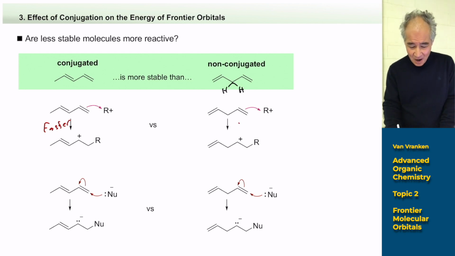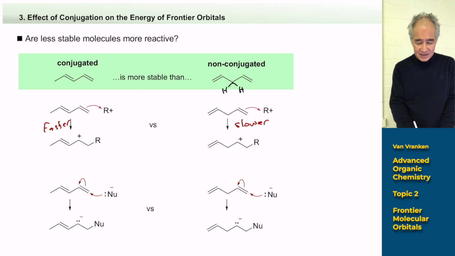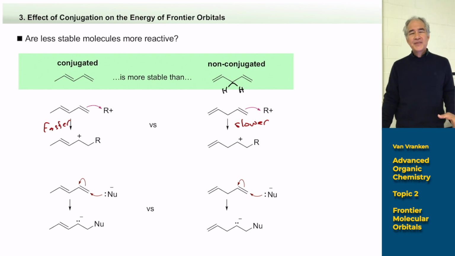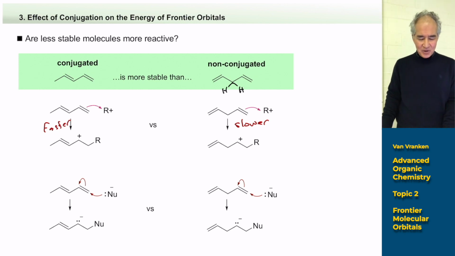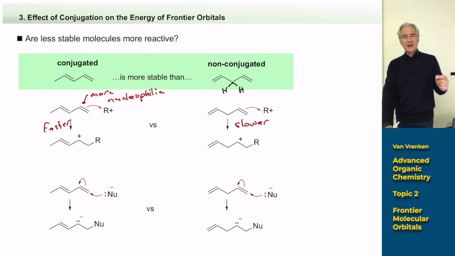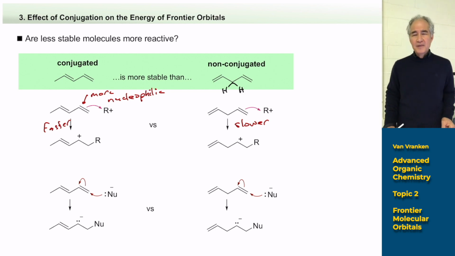The unconjugated systems are less reactive. It is not the product stability that determines why the conjugated system is more nucleophilic. This is more nucleophilic before any reaction occurred. We'll see that in just a second. It's not because the product is more stable, it's because conjugated dienes are more nucleophilic.